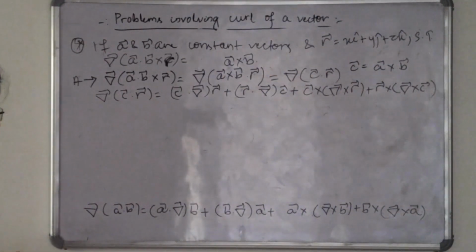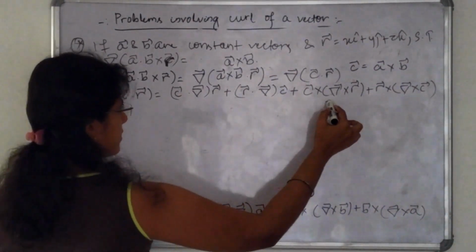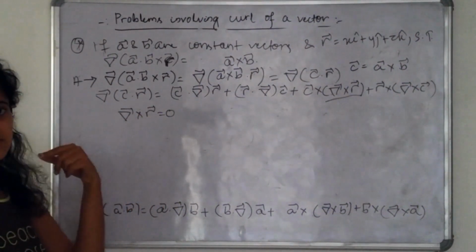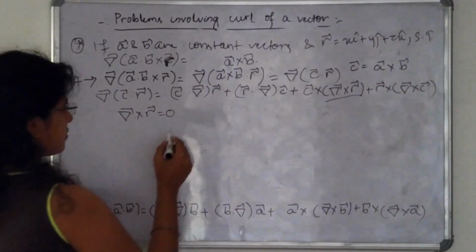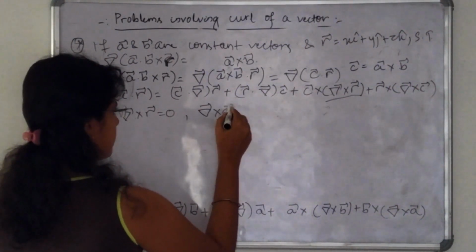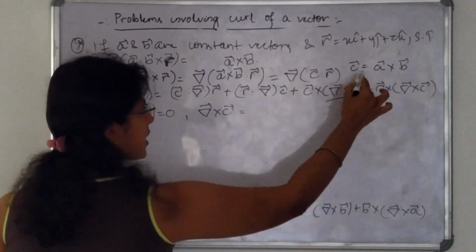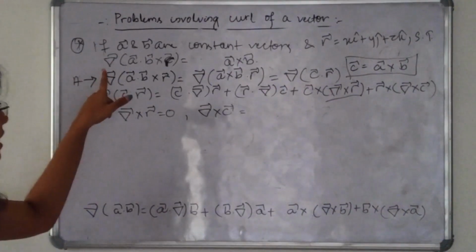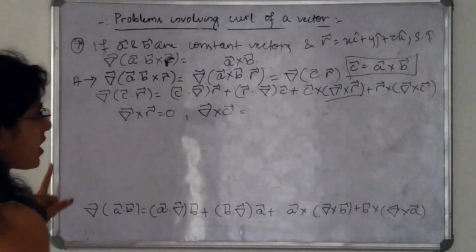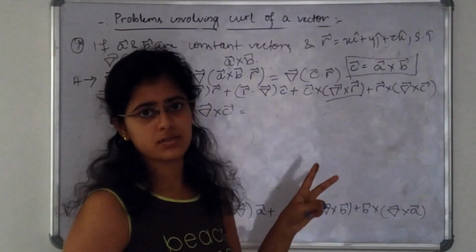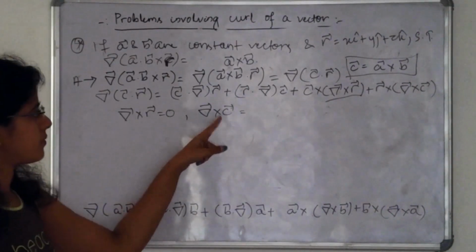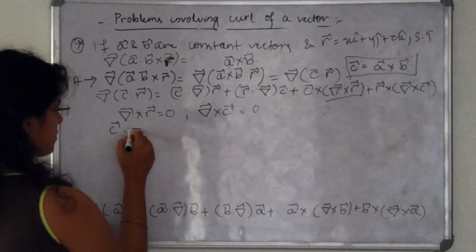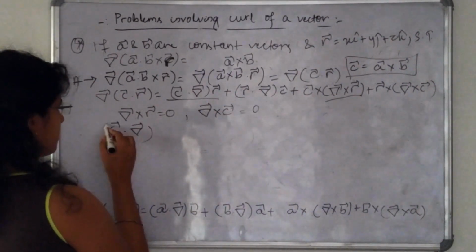Okay. So then we know that del cross R is equal to 0. As R is a position vector, curl of R vector is equal to 0, we know. Similarly, curl of C vector. We know that C vector is equal to A cross B vector, and in the question it is also given that A vector and B vector are constant vectors. So as C is the cross multiplication of two constant vectors, it is also a constant vector, and curl of a constant vector is also equal to 0. Okay? So then we have to calculate this term.